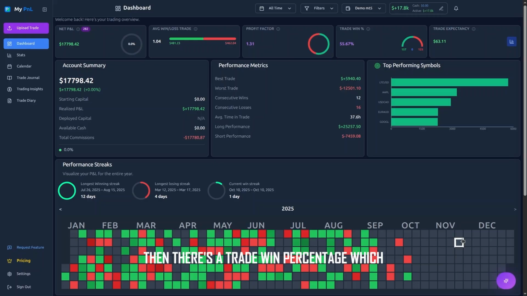Then there's a trade win percentage, which simply shows the percentage of the trades that ended in profit. And lastly, trade expectancy, a very useful metric that predicts your average profit per trade over time. Section 3 is account summary.